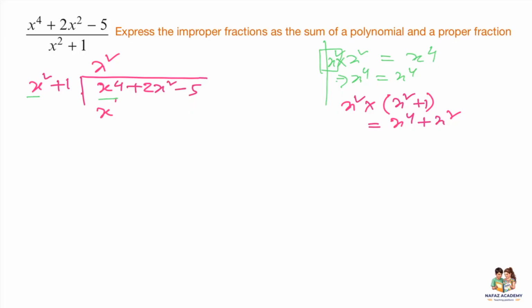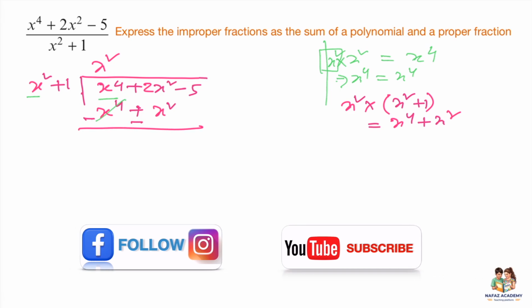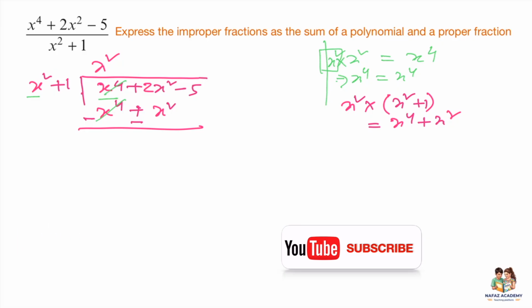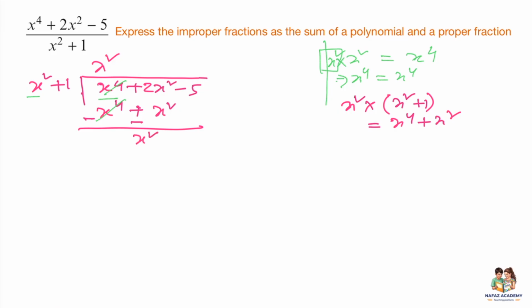It is the expression, write it here. Since it is subtraction, you have to change the sign. Minus 4x to the 4 and plus x to the 4 cancel out. Plus 2x square minus x square, it is positive x square. And bring down the 5.